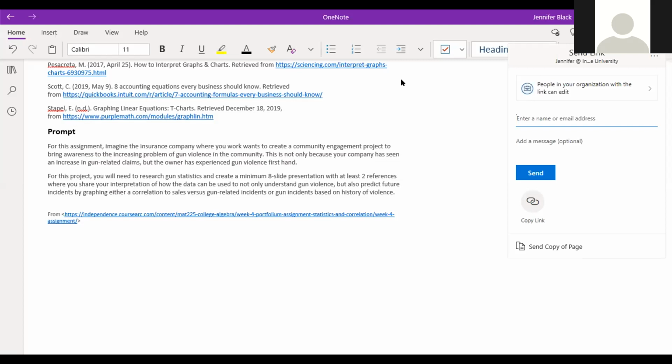So on the rest of that, it says for the project, you'll need to research gun statistics and create a minimum of 8-slide presentation. Do we need graphs on each one of those slides, or can we do one slide with a graph and the next slide with the explanation on it? Yeah, you can do it that way.